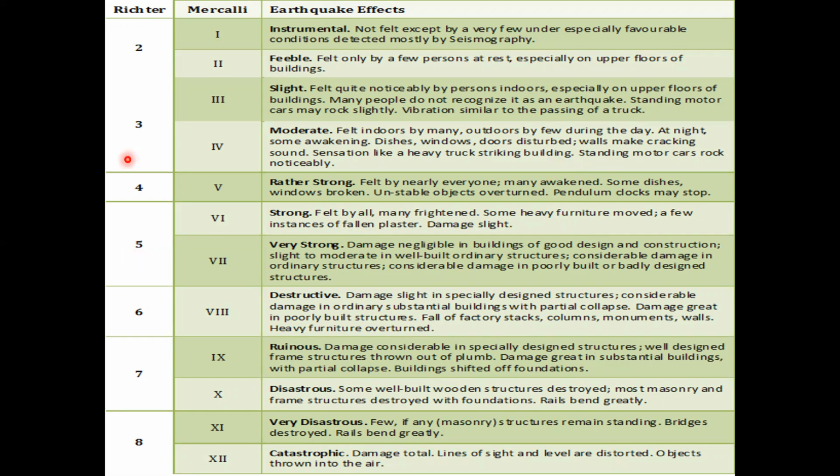Each scaling system has a different interpretation. We have instrumental, feeble, slight, moderate, rather strong, strong, very strong, destructive, ruinous, disastrous, very disastrous, and the last is catastrophic.